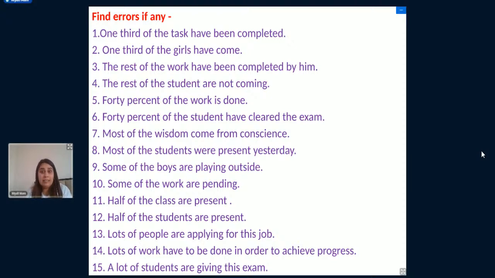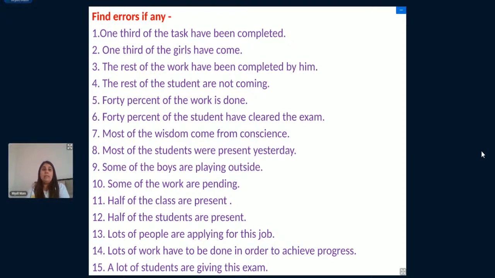Okay, and the sentences are: 1/3 of the tasks have been completed, 1/3 of the girls have come, the rest of the work have been completed by him, the rest of the students are not coming, 40% of the work is done, 40% of the students have cleared the exam, most of the wisdom come from conscience, most of the students were present yesterday, some of the boys are playing outside, some of the work are pending, half of the class are present, half of the students are present, lots of people are applying for this job, lots of work have to be done in order to achieve the progress. A lot of students are giving this exam.